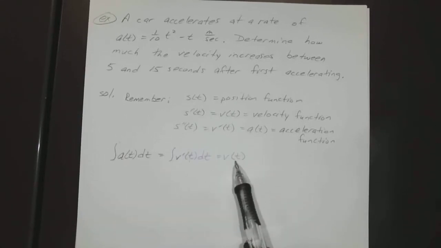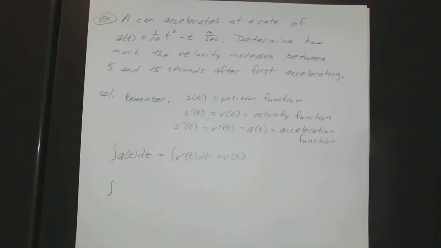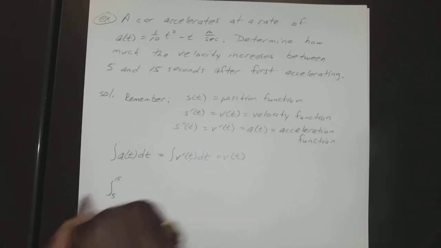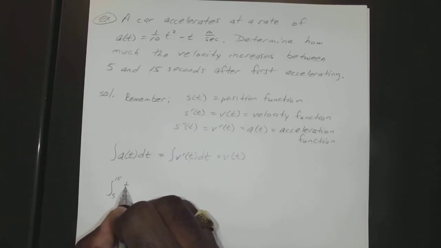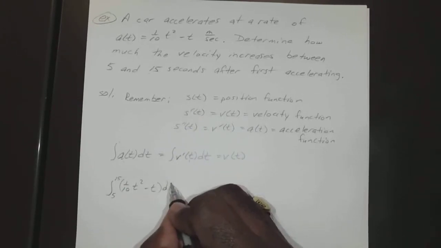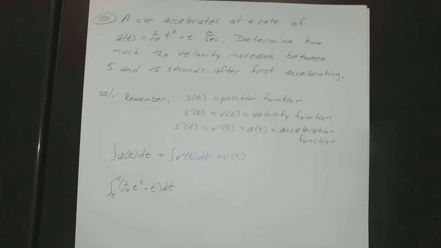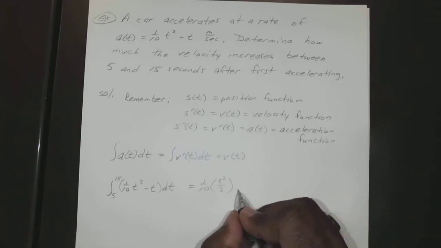Of course, if we had it from A to B, it would be V of B minus V of A. Okay, so really all we have to do, since we're going from 5 to 15 seconds, is integrate our acceleration function, which is 1 over 10 t squared minus t, with respect to t. And then we just integrate both terms. So that's equal to 1 over 10, and that's t squared divided by 2. Or if you want to make it t squared over 20, you can.